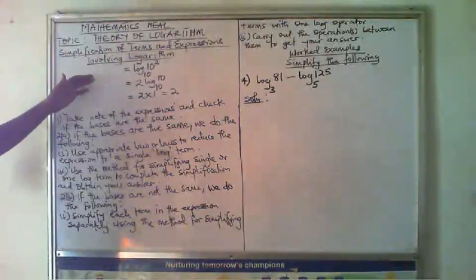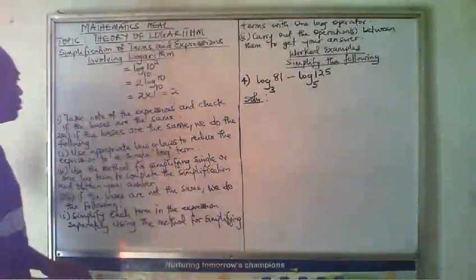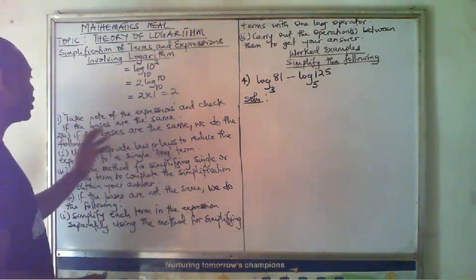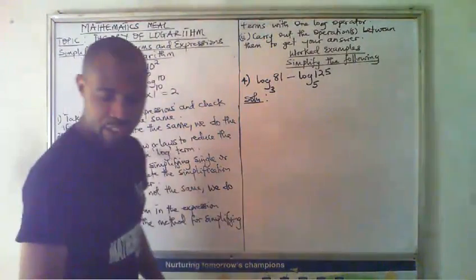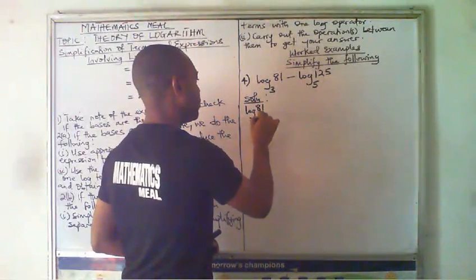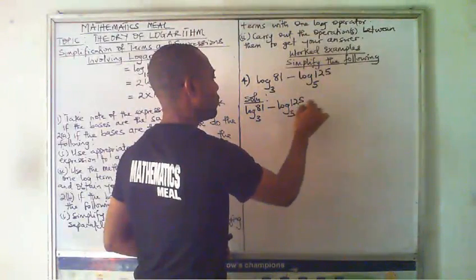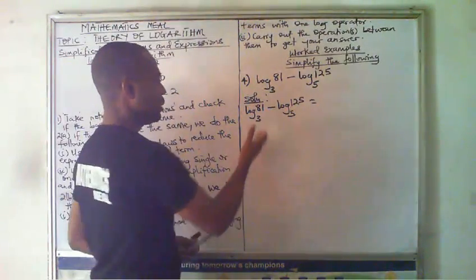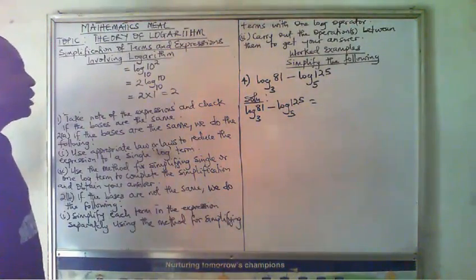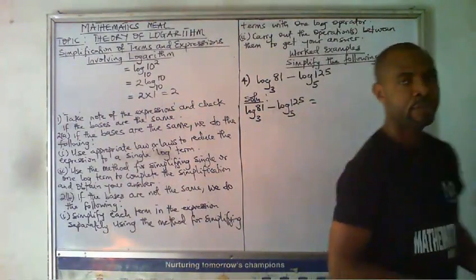Simplification of terms and expressions involving logarithm. We are still on case 2. So take note of the expression and check if the bases are the same. We have taken note of this. Let's see. We have log 81 base 3 minus log 125 base 5. The bases are not the same, 3 and 5. So we cannot reduce it to a single log. So what do we do? Are we going to run away?